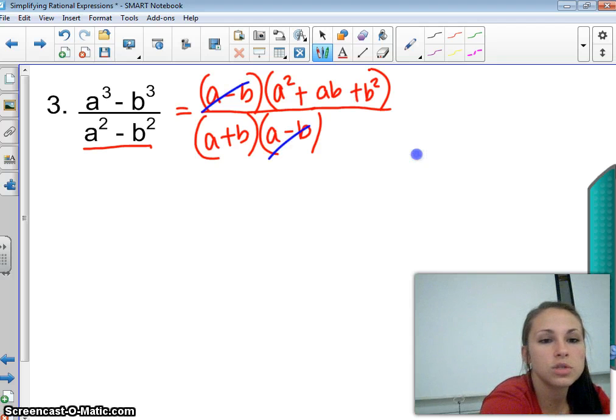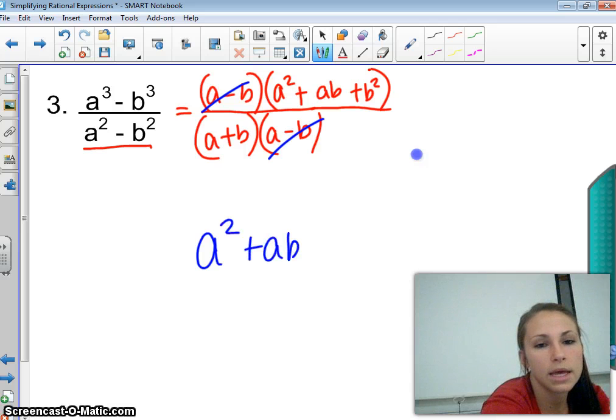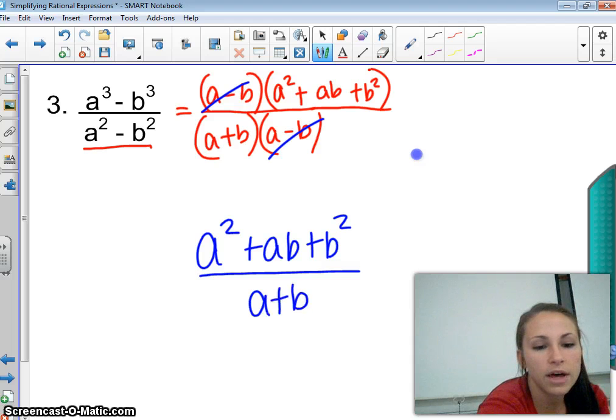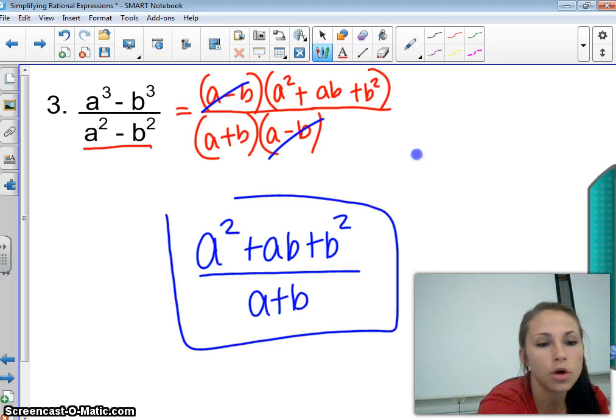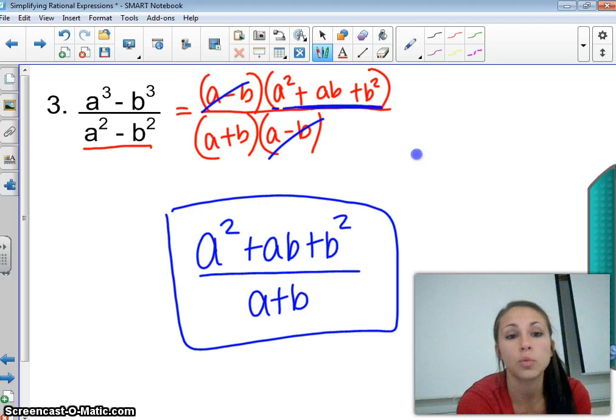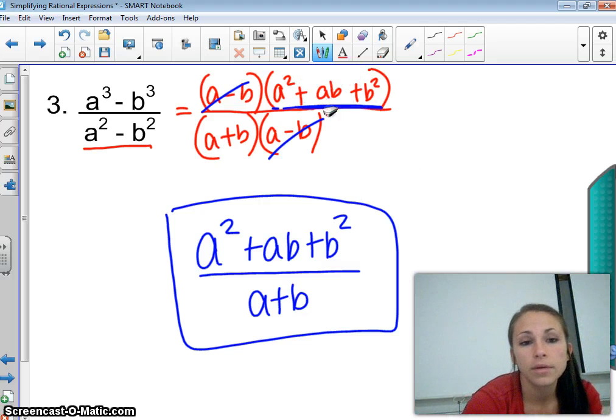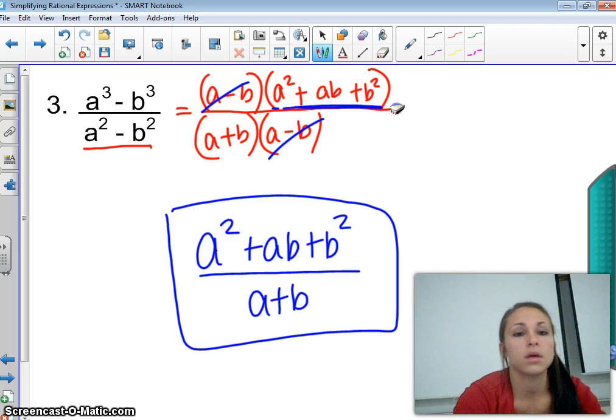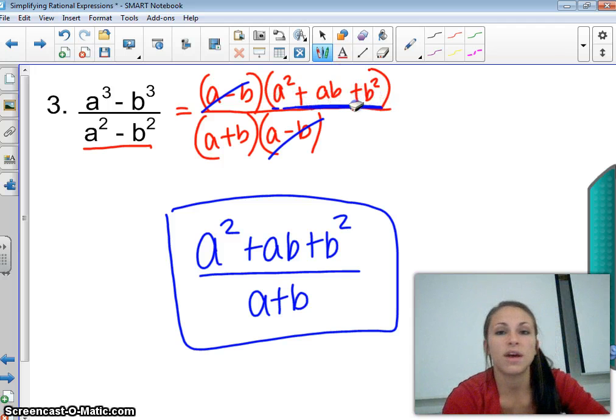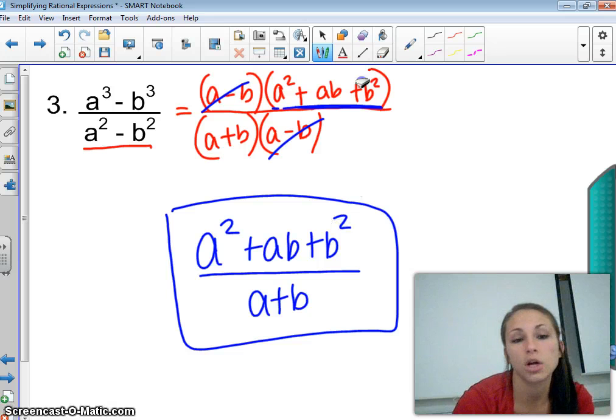Now I can cancel this, and I'm left with this a squared plus ab plus b squared. Now, this is my final answer because whenever you do SOAP, this trinomial will never factor again, ever. So if you've done SOAP, then you shouldn't even try to factor it anymore because it's not going to work. So I'm going to leave that, and that's my final answer.